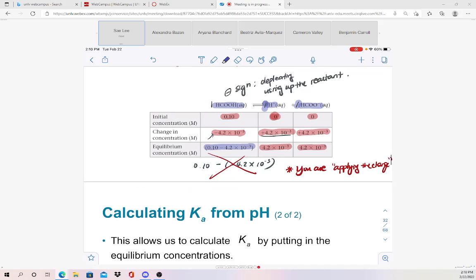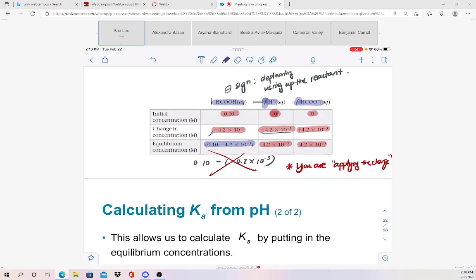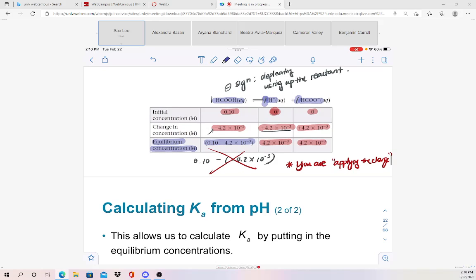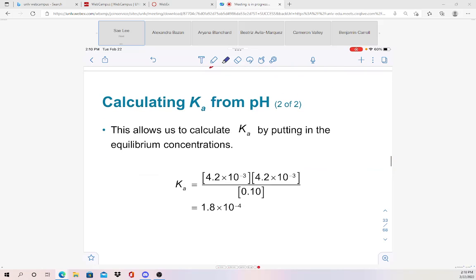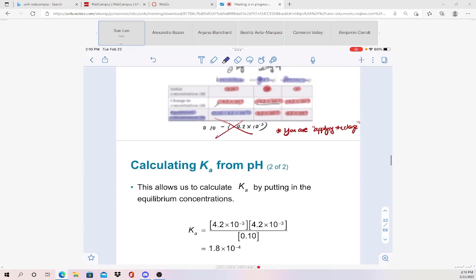So now we have all the concentrations at equilibrium. Can we calculate Ka? Now we can calculate Ka because we do have all of the concentrations at equilibrium. Okay, so now we just have to plug in everything.